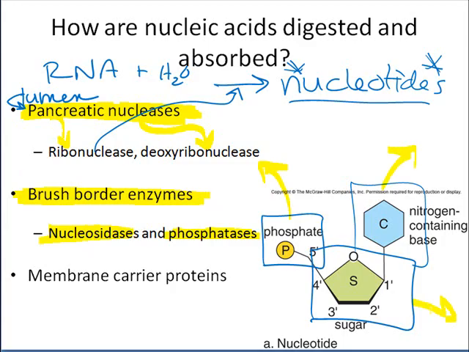So as these individual nucleotides bump up against the brush border, enzymes will take apart the phosphate group, will take off the nitrogenous base, will take off the sugar group. And now that we've got these individual much smaller molecules, those can be readily absorbed using different membrane carrier proteins. Then we get them into the intestinal cell and eventually out the other side and heading towards the blood.